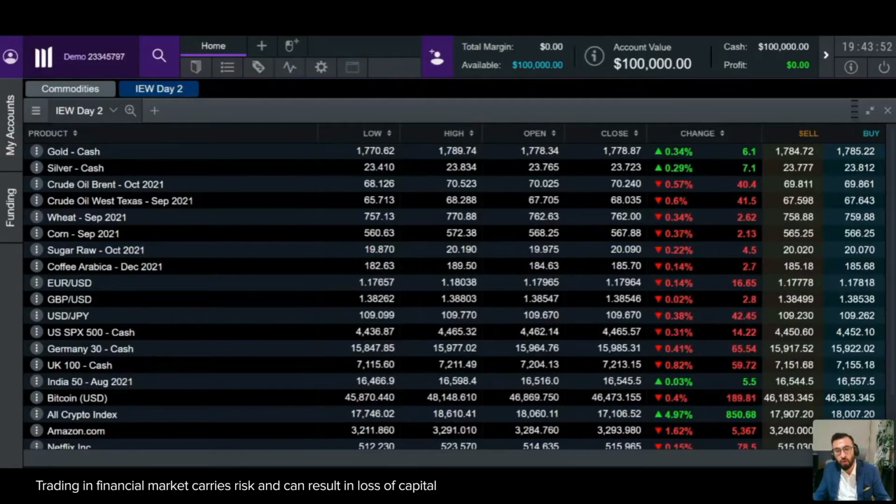Similarly, when we talk about oil, oil moves around $1.5 to $2 per barrel. Oil is quoted in dollars per barrel. One barrel is roughly 150, 155 liters. So when you're looking at oil prices, it is quoted as $69.86 for one barrel, and one barrel is equal to around 150 or 155 liters.